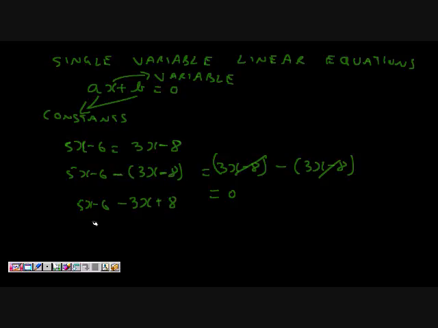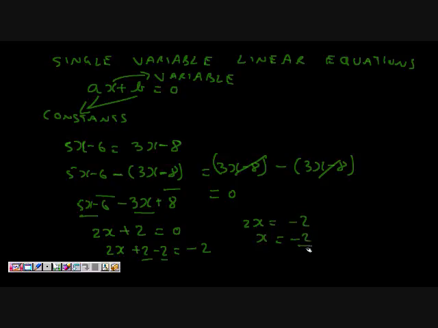So we can write 5x minus 3x is 2x, and minus 6 plus 8, or 8 minus 6, is equal to plus 2, so 2x plus 2 is equal to 0. Subtracting 2 from both sides, 2x is equal to minus 2, or x is equal to minus 2 divided by 2, which is minus 1. So in order for this equation 5x minus 6 is equal to 3x minus 8 to hold true, x should be minus 1. Okay, so that's how you solve this equation.